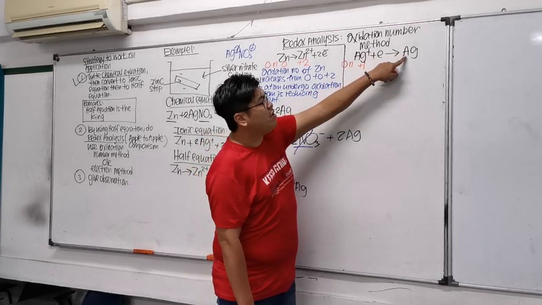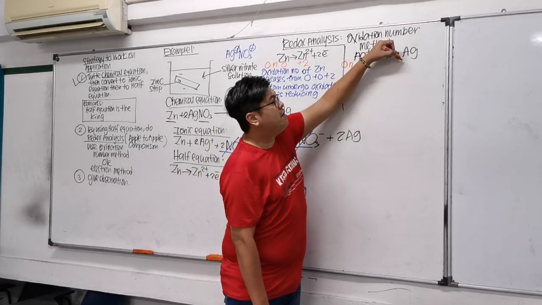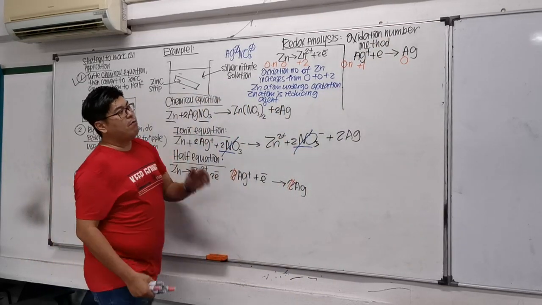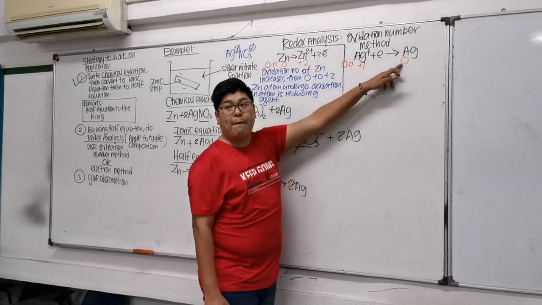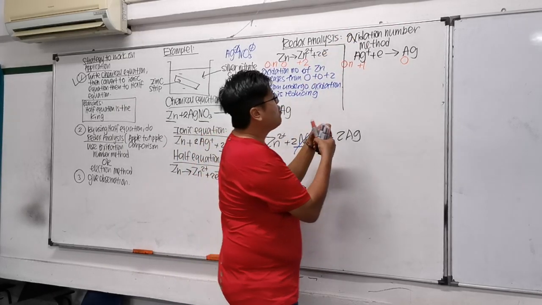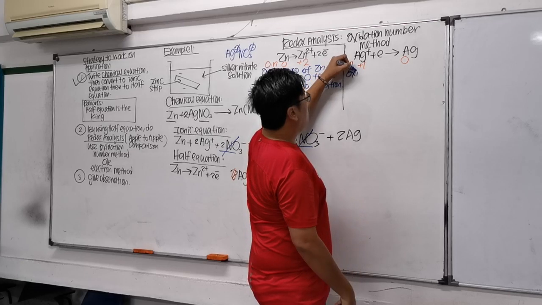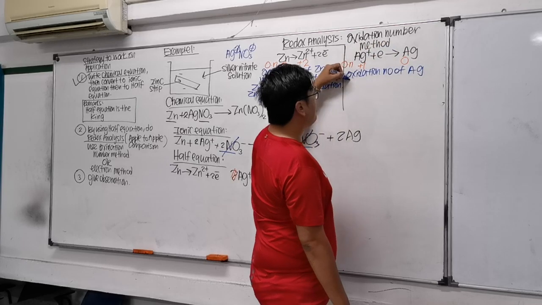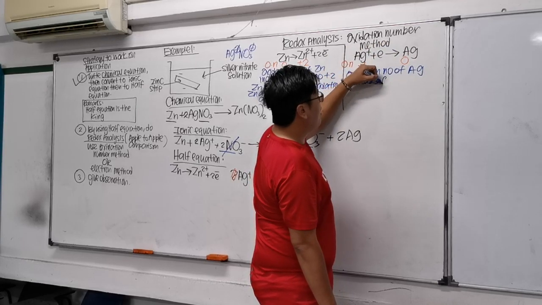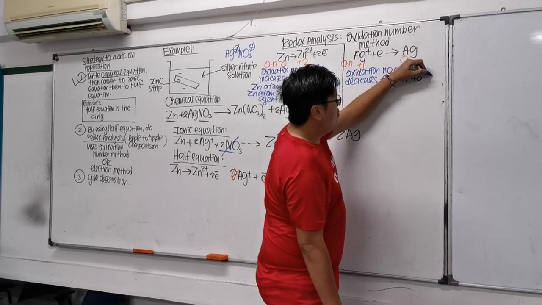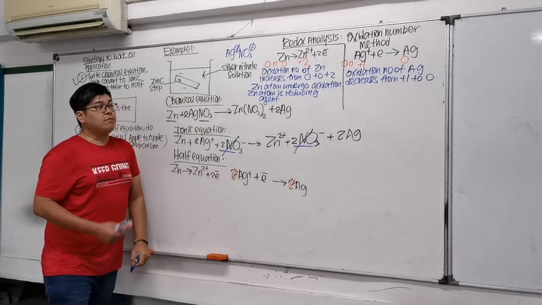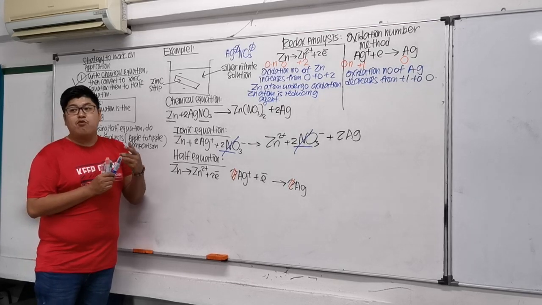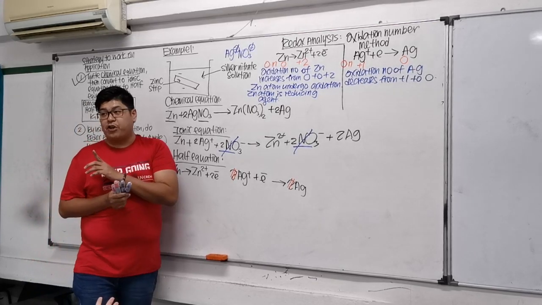What is the oxidation number for silver? Silver is a one species element, 0. So as you can all see, the oxidation number of silver goes from plus 1 to 0. What happened? Decreases. So the oxidation number of silver decreases from plus 1 to 0. So when the oxidation number decreases, what process is happening? Reduction.